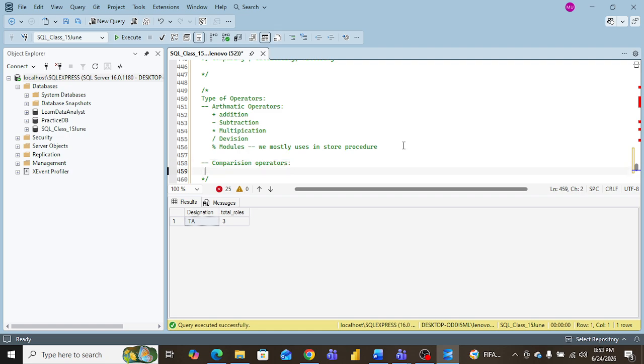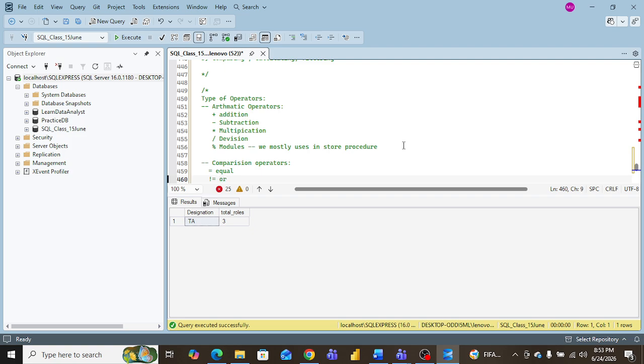What is our comparison operator? So we have to understand. Comparison operators, yes, definitely. First we have to understand equal. Equal means if any value is equal to another value. So we use equal. And then we have not equal. Not equal means this is not equal.